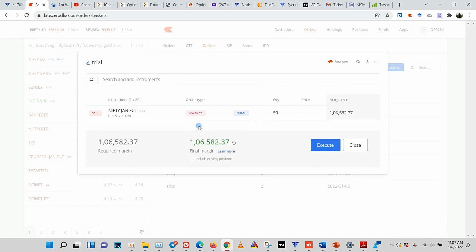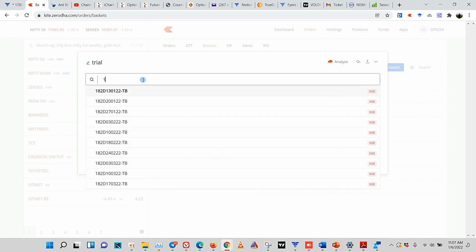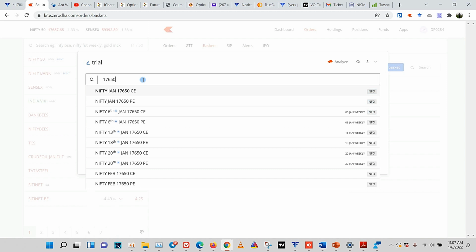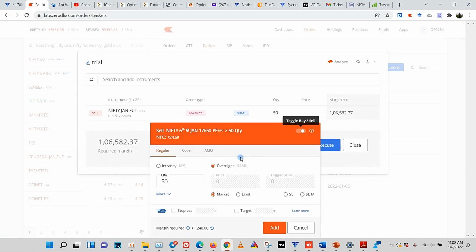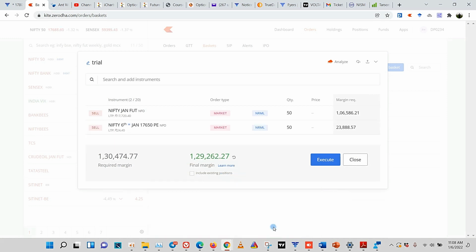Now instead of buying a call, we want to go short in put, and we plan to sell 17,650 put for weekly expiry. Here I have added short position of 17,650 put for weekly expiry. Margin requirement has increased, it is not decreasing.